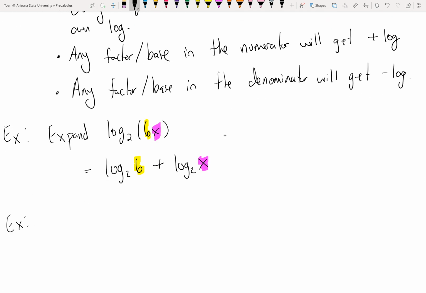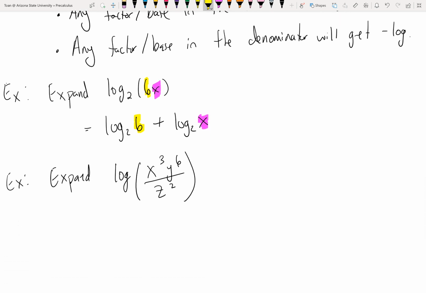Suppose I wanted to expand the common log of x cubed y to the 6 over z squared. That's a little bit more interesting. So again, the first thing you want to do is identify what are the unique players, the unique factors or bases in here. Basically, every single number, every single letter should be its own unique thing. So this x is its own unique thing. This y will be its own unique thing. This z will be its own unique thing. So when I expand, the x cubed should have its own log. The y to the 6 should have its own log. The z squared should have its own log.